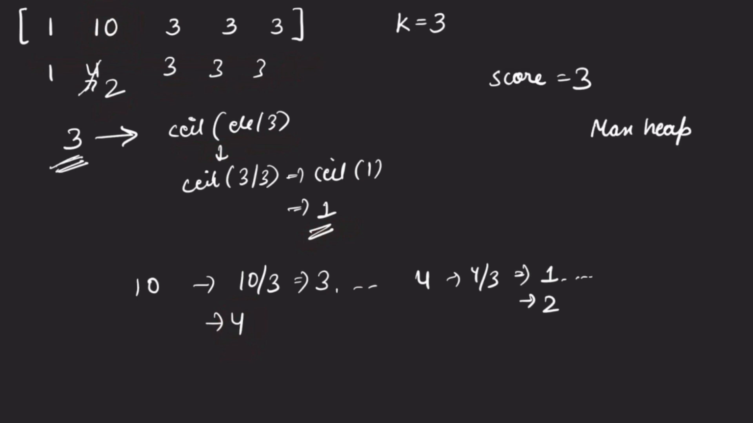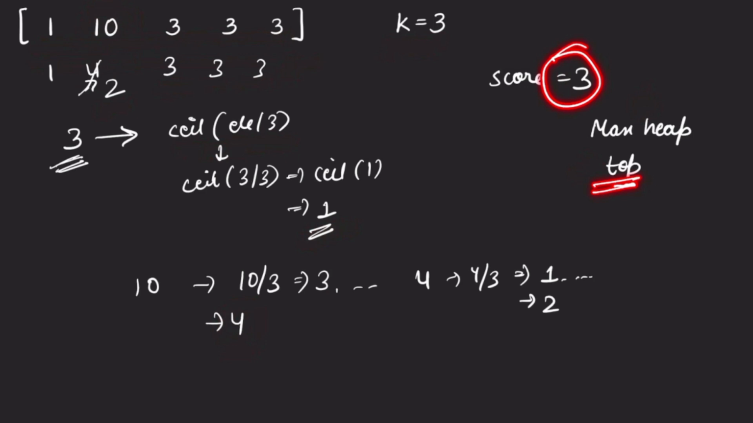What max heap does, it always stores the maximum element at the top, right? So can we say that in my max heap, I will store all the array elements. Then in each operation, I will take the top element, right? Because top element will be the max element. I will pop this out from the max heap.